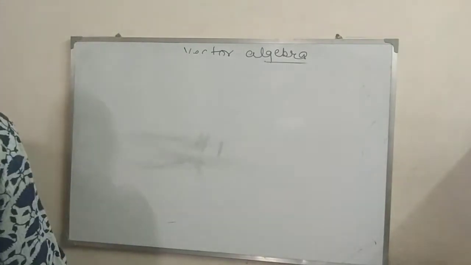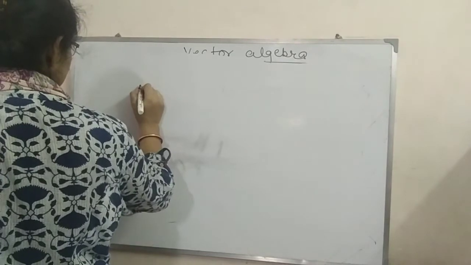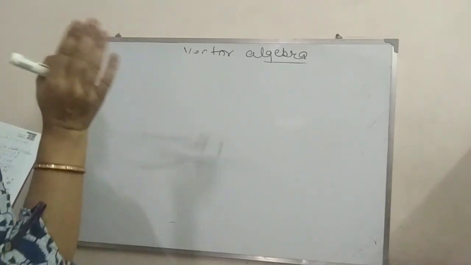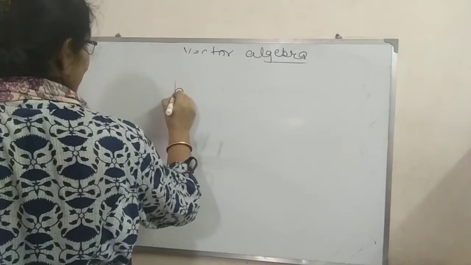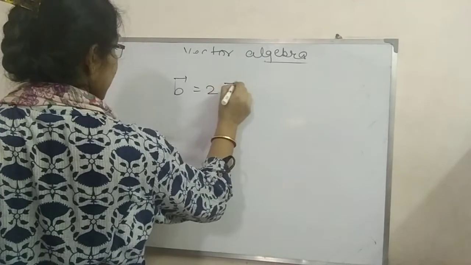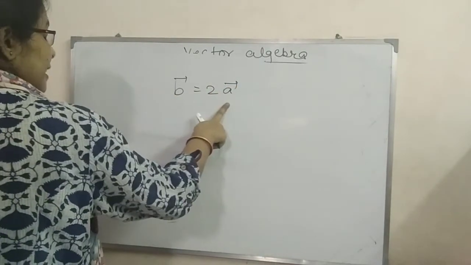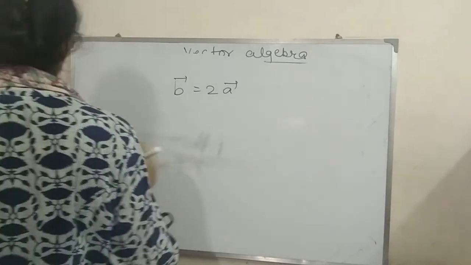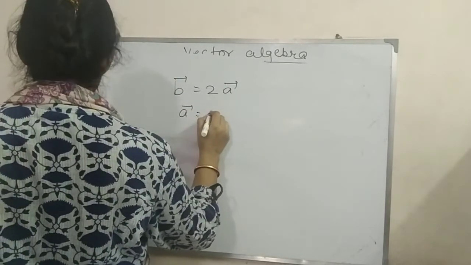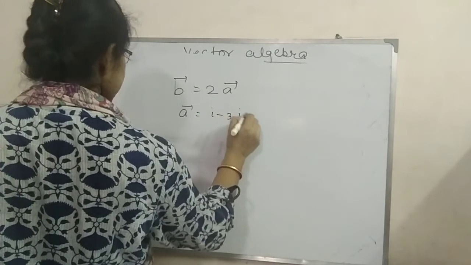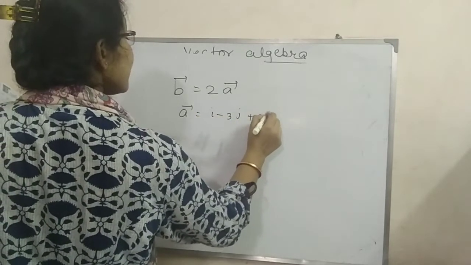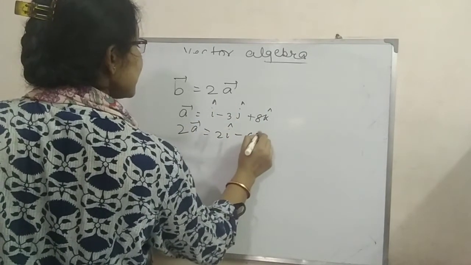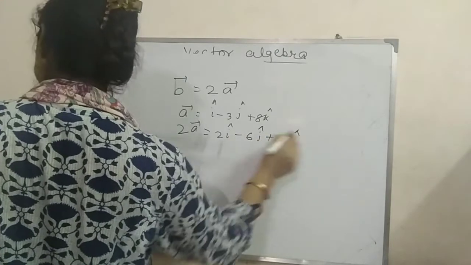If a question gives a vector in the direction of twice the given vector, that is the new vector is B and the initial vector is A, that means here the question is B equal to 2A. So I can write here A equal to I minus 3j plus 8k. So 2A equal to 2I minus 6j plus 16k. Okay.